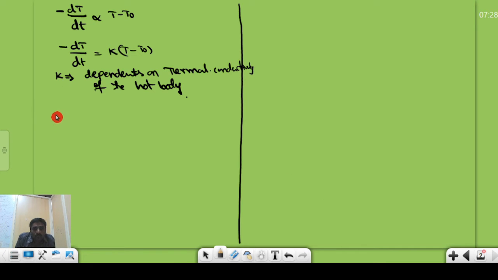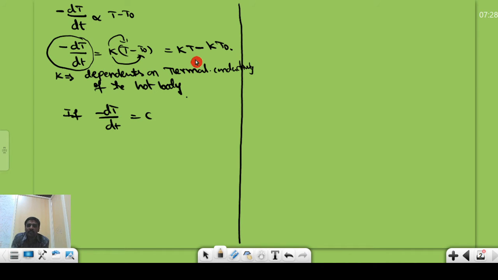Now, if we assume that the rate of cooling is one particular parameter, let me take the rate of cooling as a constant. If we assume that minus dT by dt is equal to C, then please observe this: it is equal to k into T minus k into T naught. If you multiply out the k, we get k T minus k T naught.